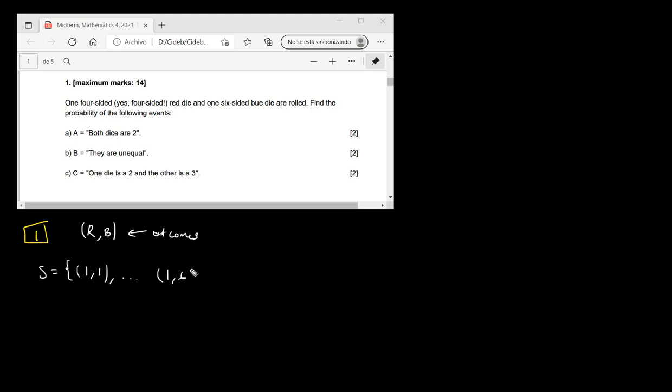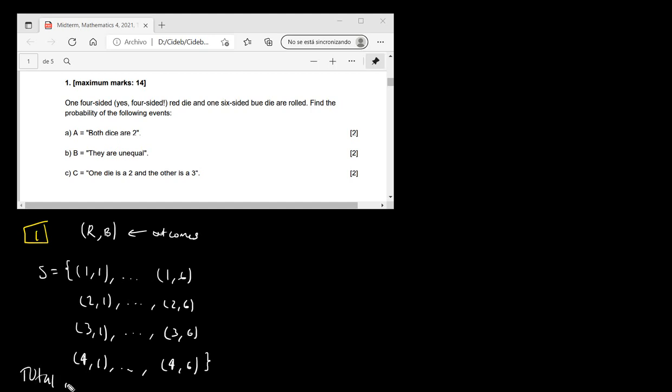Until 1,6, because the blue die is the normal one with 6 sides, and then 2,1, etc. until 2,6, 3,1, etc. until 3,6, and 4,1, etc. until 4,6. This is the whole sample space. How many outcomes do I have? A total of 24 individual outcomes: 4 rows with 6 columns, 4 times 6, 24.